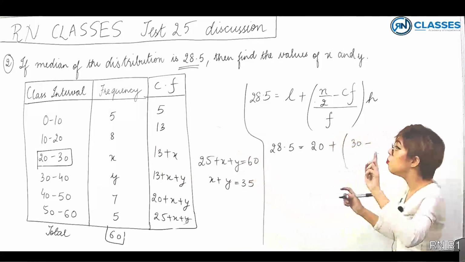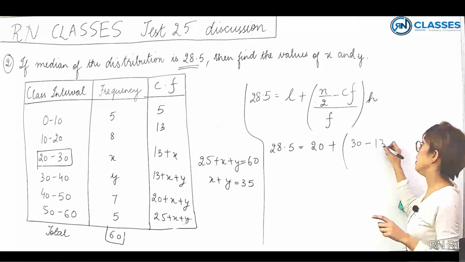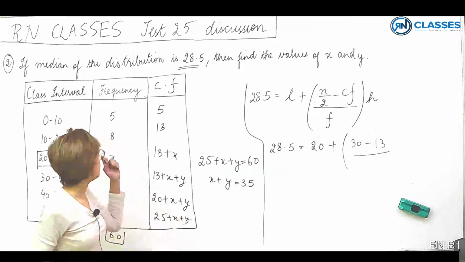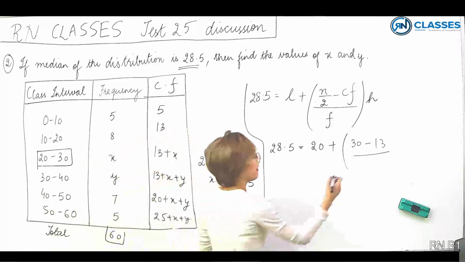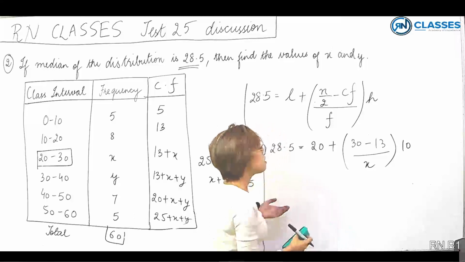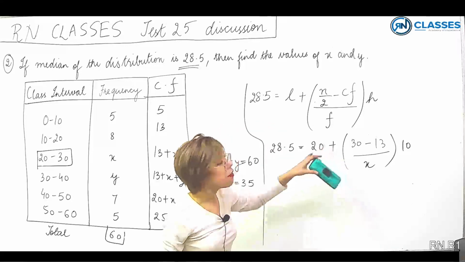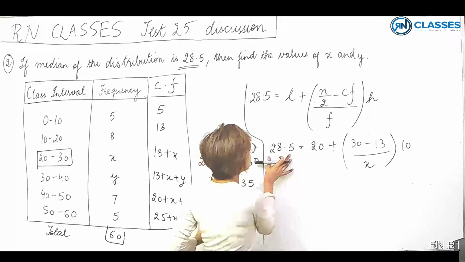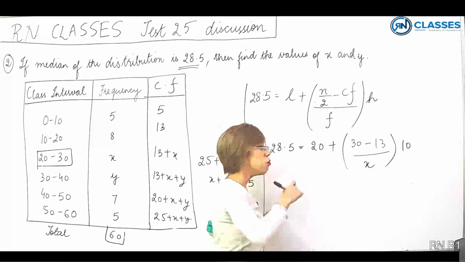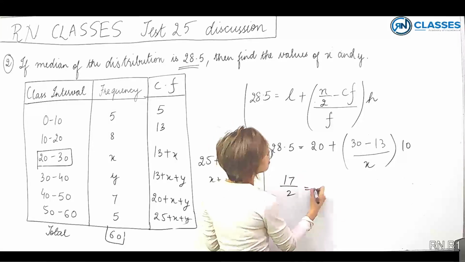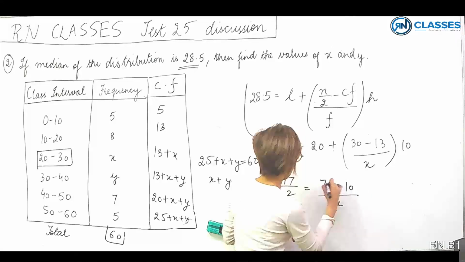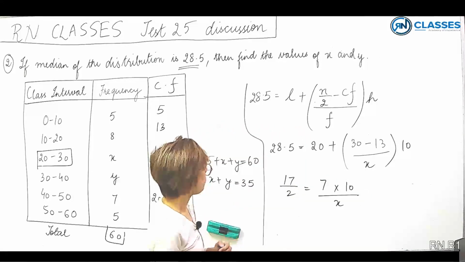Careful, right? Many of you have written this wrong. Very bad. Right? Whole divided by frequency of what? Frequency of the median class, which is x, into class size, which is obviously 10. Right? I just need to evaluate it. In fact, I'll get the value of x directly. So 28.5 minus 20, that is 8.5, or I can say 17 by 2, right, is equal to 7 into 10 by x. Right? Which is not cancelling?